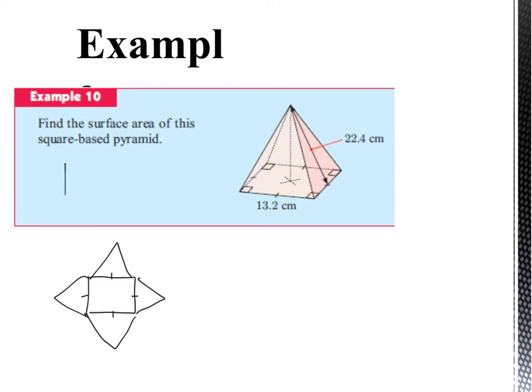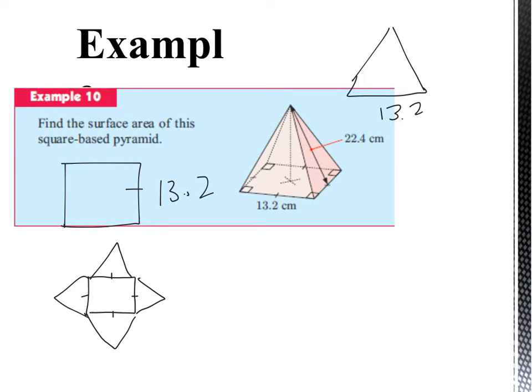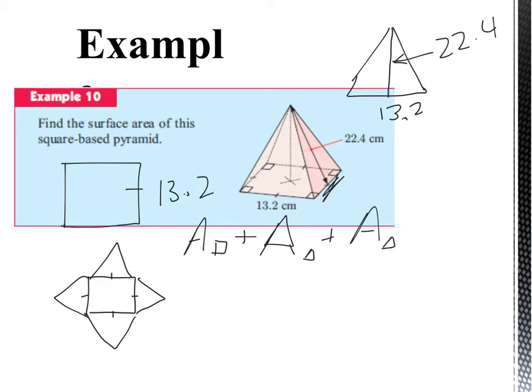If we pull out our square and just look at the square, each side of that square is 13.2. Then if we look at the triangle separately, and I draw the triangle up here, the base of the triangle is 13.2, because every side of that square is the same length, and our height is 22.4. So I'm going to find the area of my square, and then add to it the area of my triangle 3 times: plus the area of the triangle, plus the area of the triangle, plus the area of the fourth triangle, because I have 1, 2, 3, 4 of them.